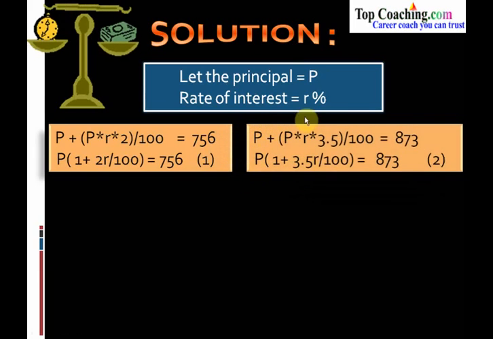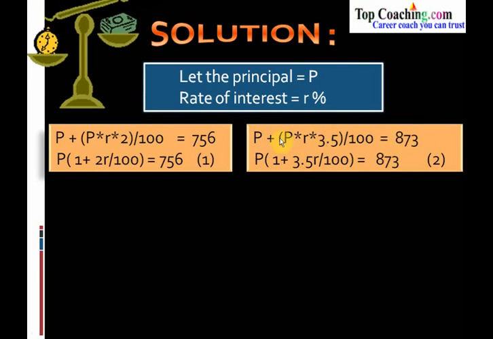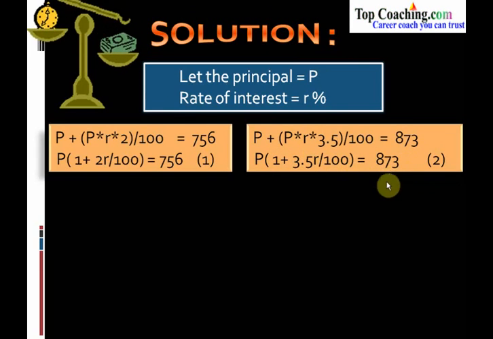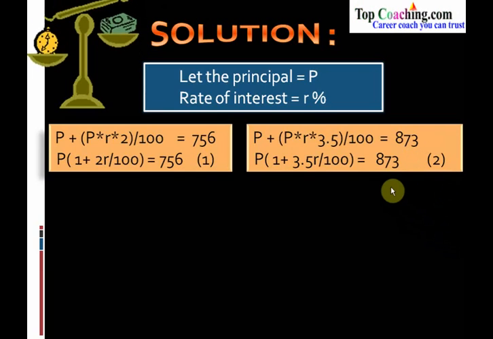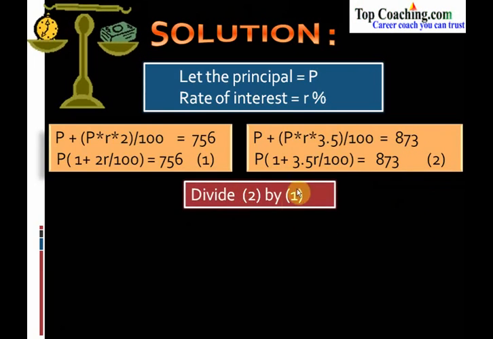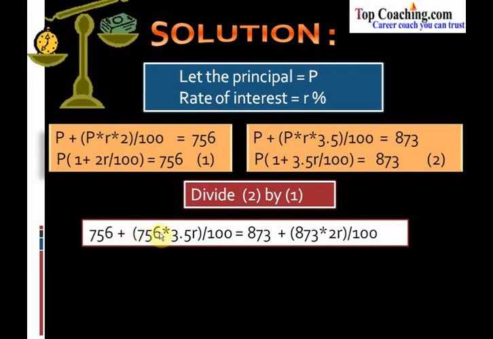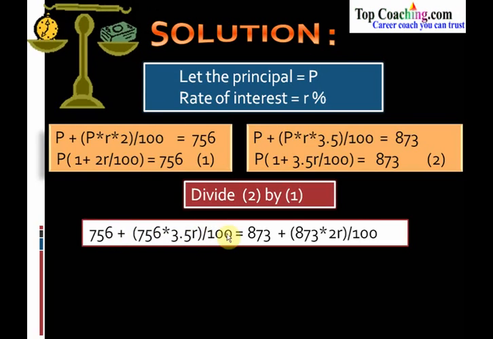Similarly, in the second case, for 3.5 years, the amount becomes 873. So P plus P into R into 3.5 divided by 100 is equal to 873. This further becomes P into 1 plus 3.5R divided by 100 equal to 873, and let us say that this is equation number 2. Now, divide equation 2 by 1. What do we get? We get 756 plus 756 into 3.5R divided by 100 equal to 873 plus 873 into 2R divided by 100. So when we divide equation 2 by 1 and on simplification we get this equation.